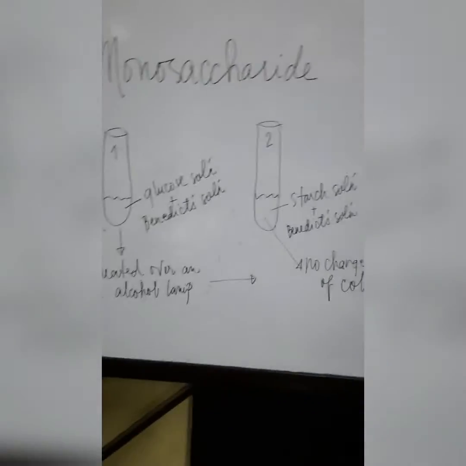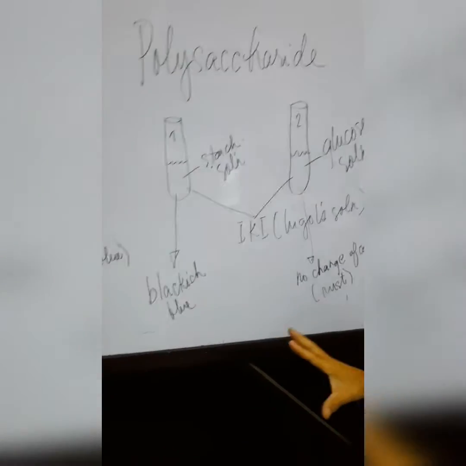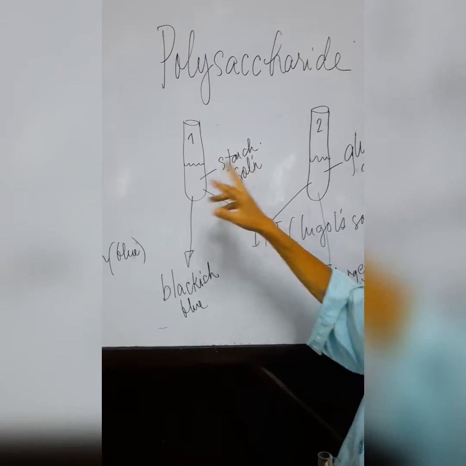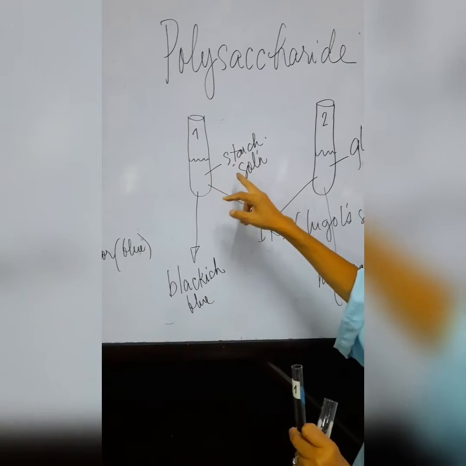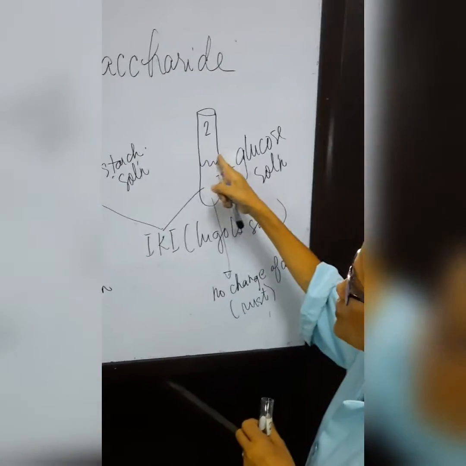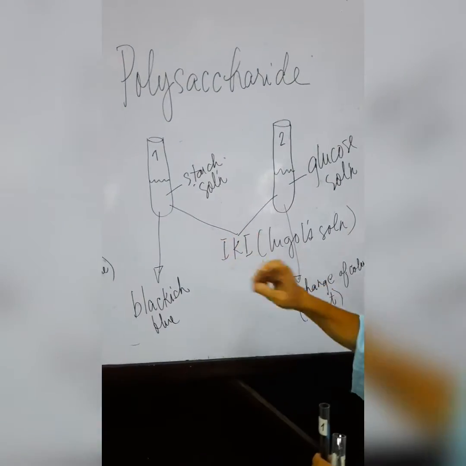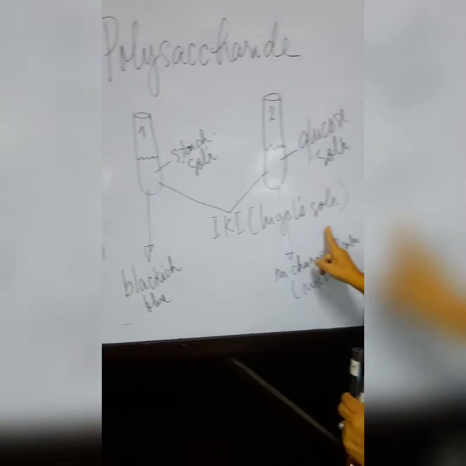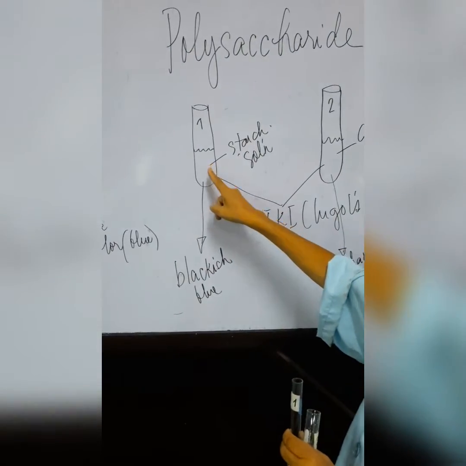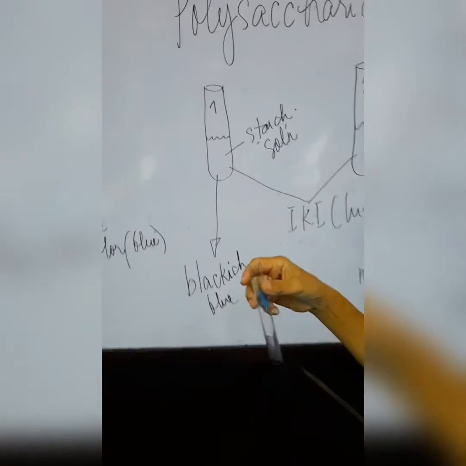Now for the polysaccharide. Again, I prepared 2 test tubes, labeling them 1 and 2. For the first test tube, I placed a starch solution, while in the second test tube, I placed a glucose solution. Now, to both test tubes, I added IKI or Lugol's solution. Now, in the first test tube, with starch solution and the IKI, it gives off a blackish blue color.